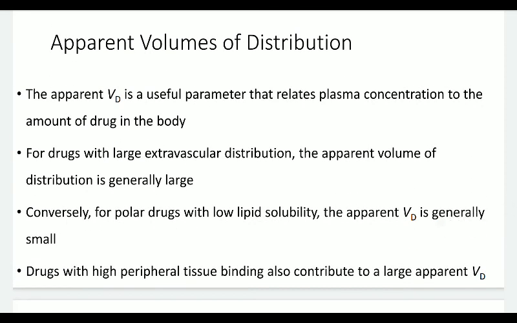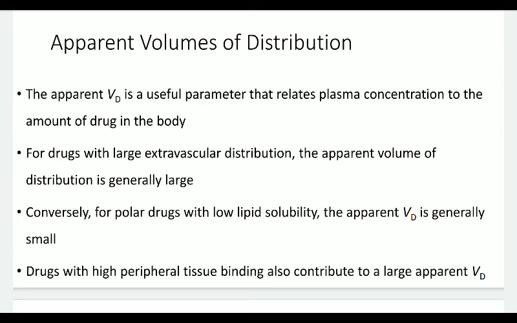So the apparent volume of distribution, Vd, is a useful parameter that relates plasma concentration to the amount of drug in the body. For drugs with larger extravascular distribution, the apparent volume of distribution is generally large. Conversely, for polar drugs with low lipid solubility, the apparent volume of distribution, that is Vd, is generally small.